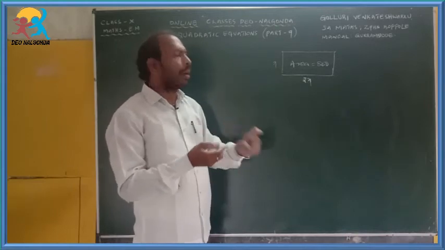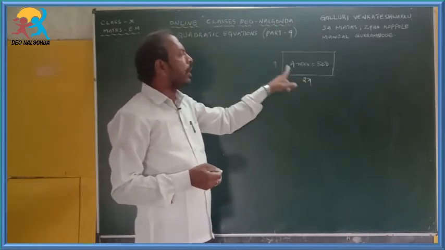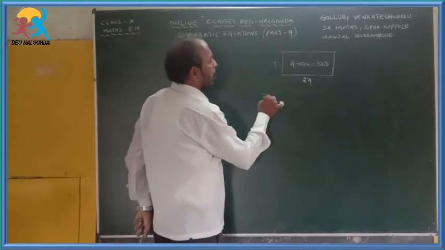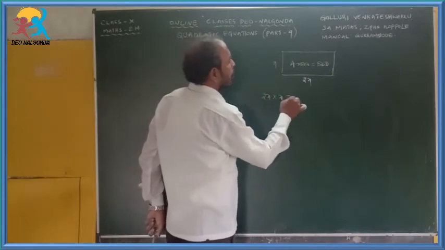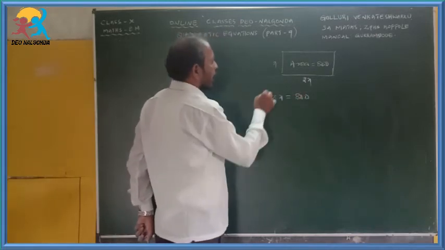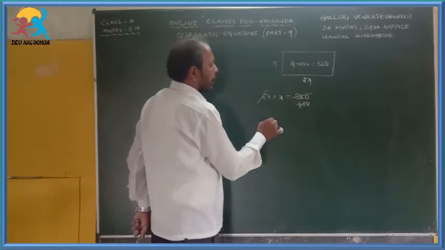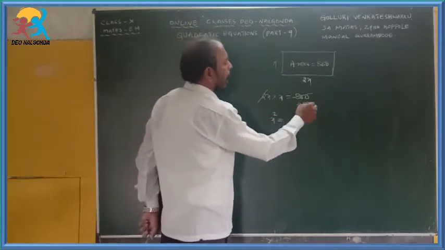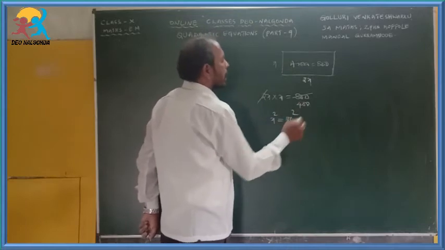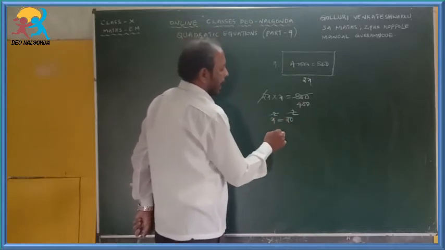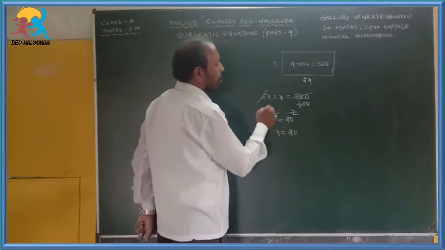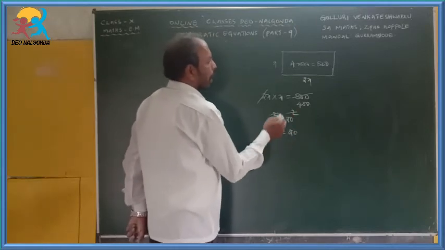What about the area formula? Area is length into breadth. So 2x into x is equal to 800. Two ones are 2, and dividing by 2 gives 400. So x square is equal to 400, which is written as 20 square. Applying square root on both sides, x is equal to 20.